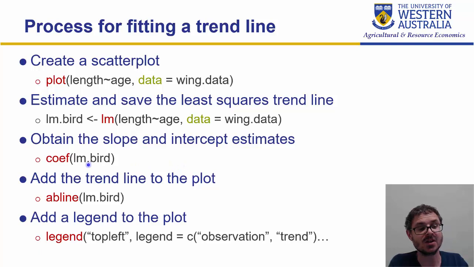Now the coefficients are what you can use to get the intercept and the slope. So you call those the coefficient estimates. So what are they? They're your estimates of the intercept and the slope. So you can get them using the coefficient command.